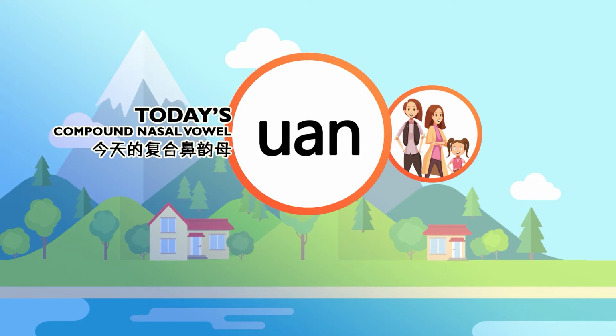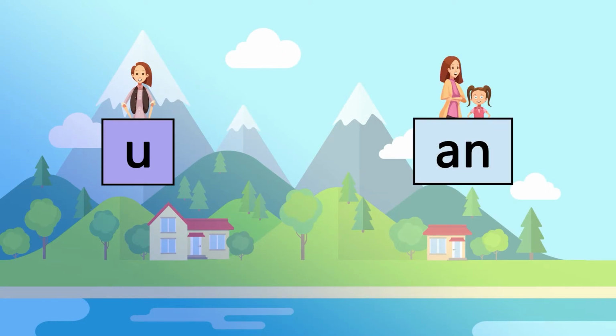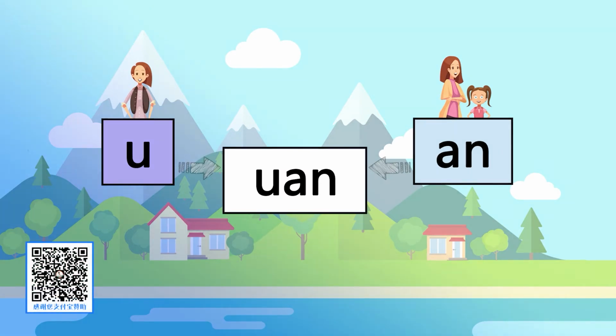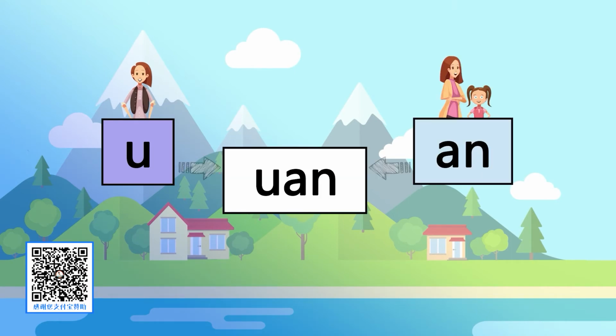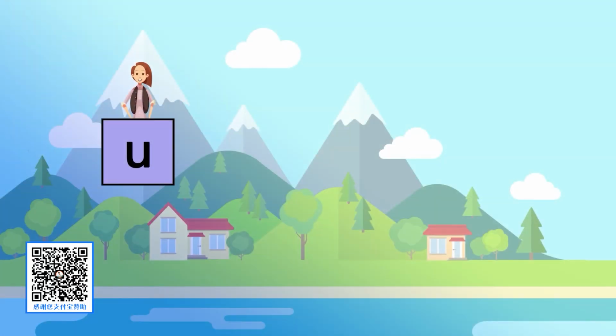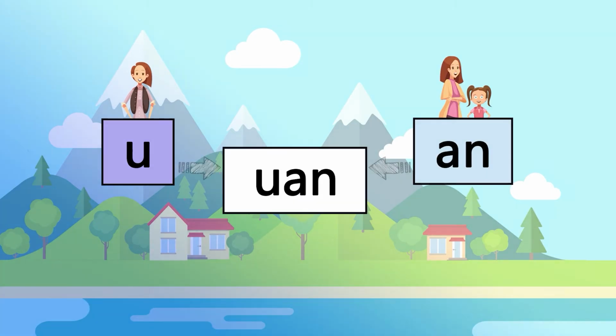One, one is composed of u and an, pronounced as one. Again, wu, an, one. Wu, an, one. The four tones are one, one, one, one.